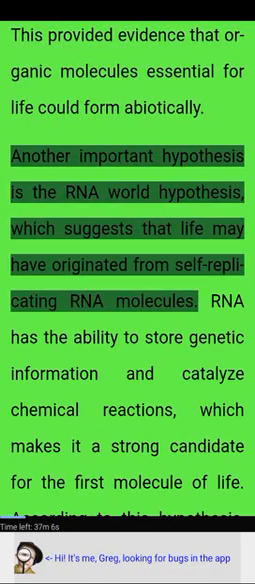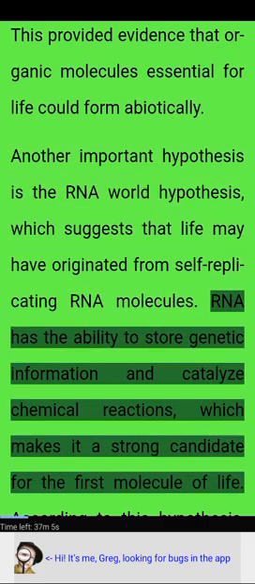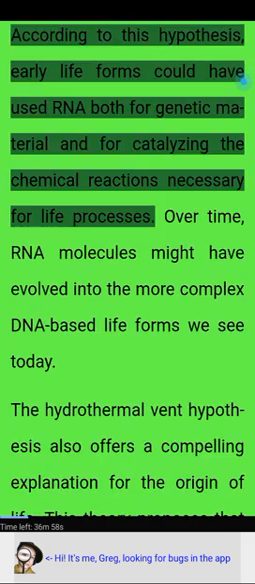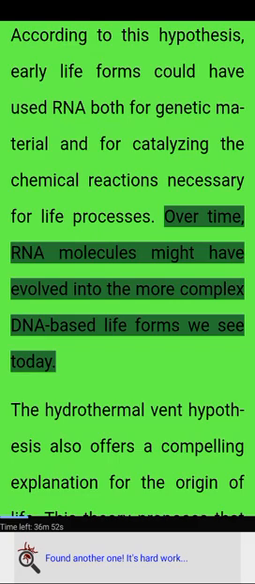Another important hypothesis is the RNA world hypothesis, which suggests that life may have originated from self-replicating RNA molecules. RNA has the ability to store genetic information and catalyze chemical reactions, which makes it a strong candidate for the first molecule of life. According to this hypothesis, early life forms could have used RNA both for genetic material and for catalyzing the chemical reactions necessary for life processes. Over time, RNA molecules might have evolved into the more complex DNA-based life forms we see today.